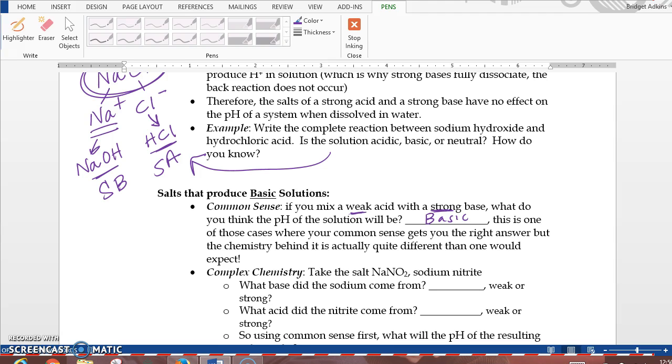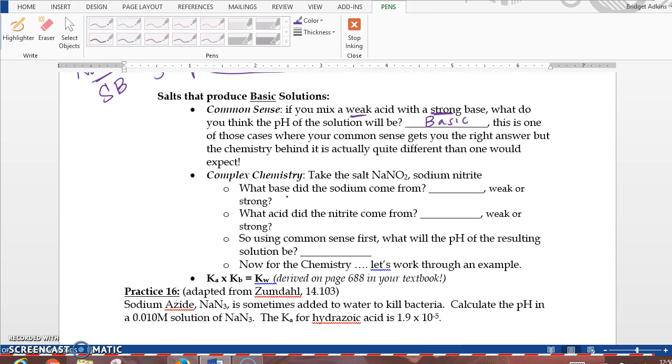If we look at this first salt, sodium nitrite, what base did the sodium come from? That would be NaOH. And is that weak or strong? We know it's on our list of strong bases. And then what acid did nitrite come from? That would be HNO2, and that is a weak acid. So even though we predict strong base, weak little acid, so it should be basic, that's actually not why. It's actually because of this NO2- that this solution is going to be acidic, basic, or neutral, and in this case basic.